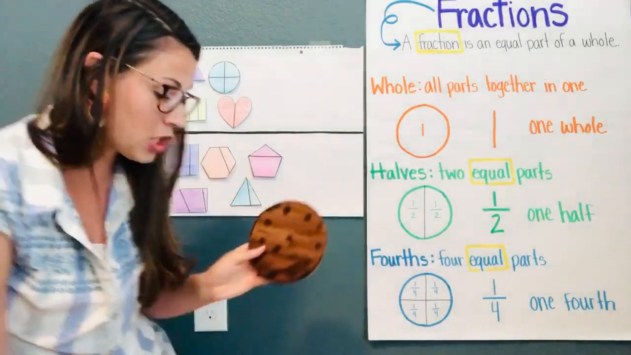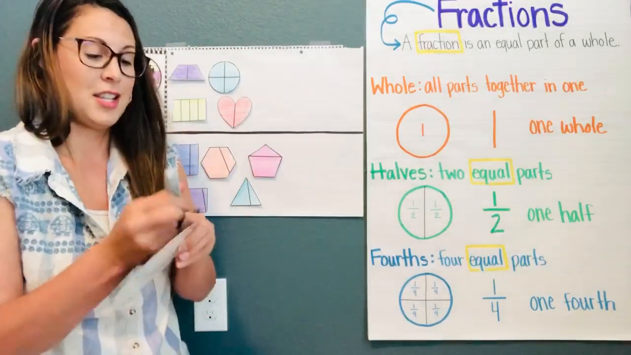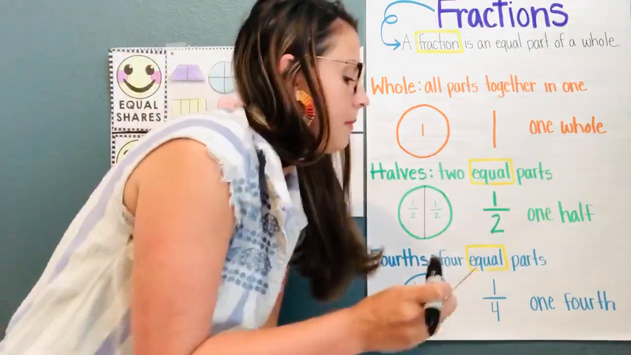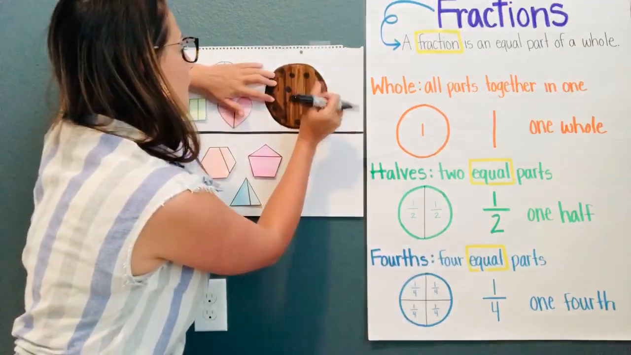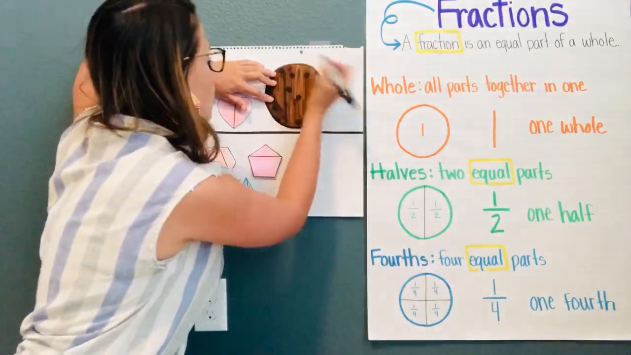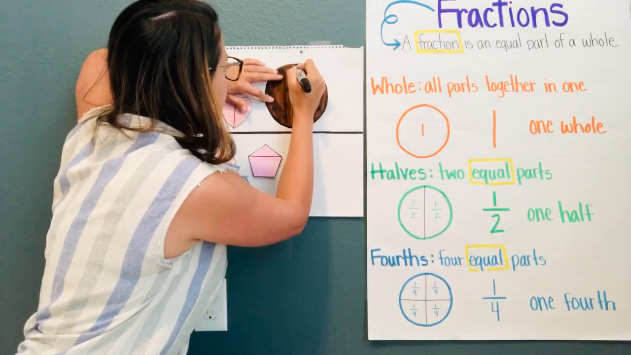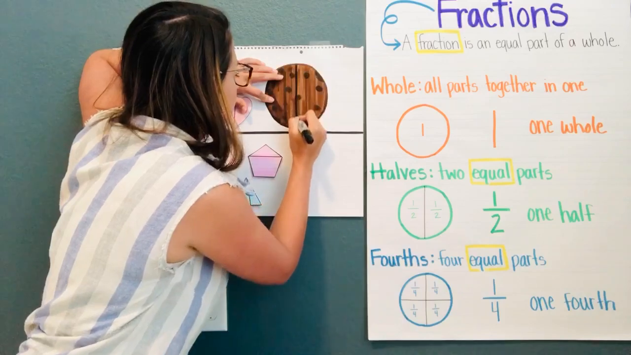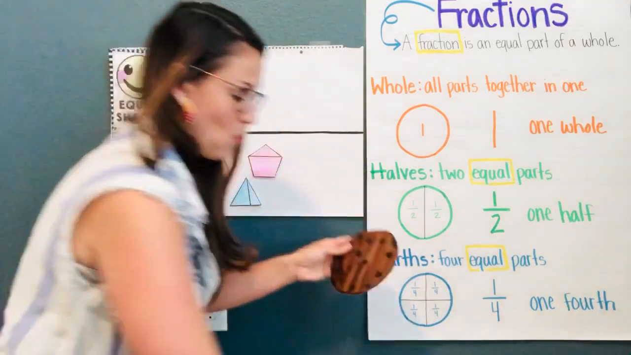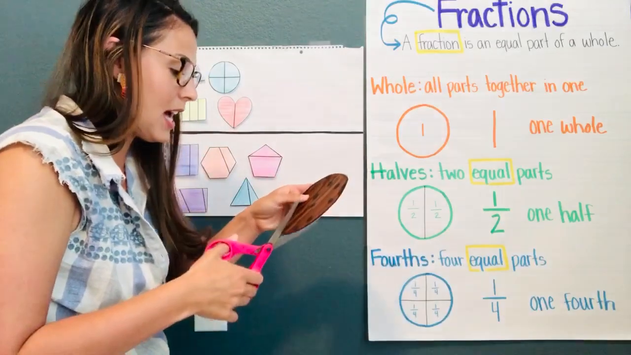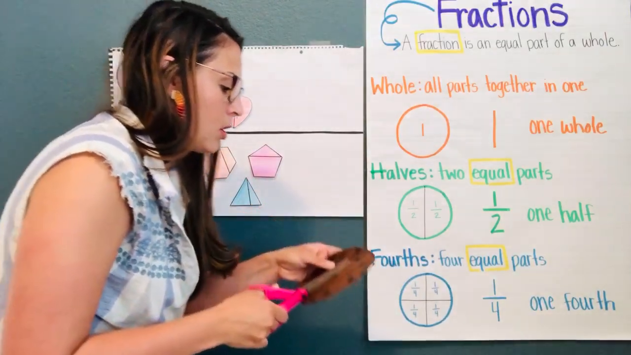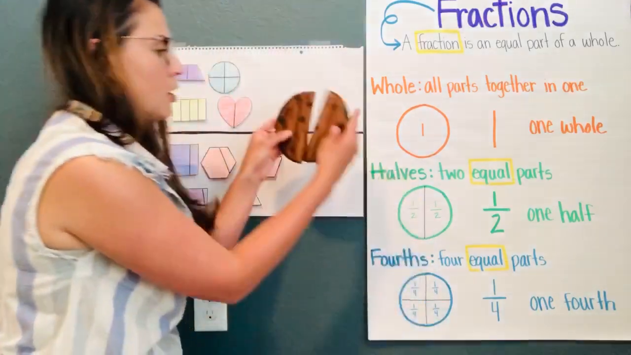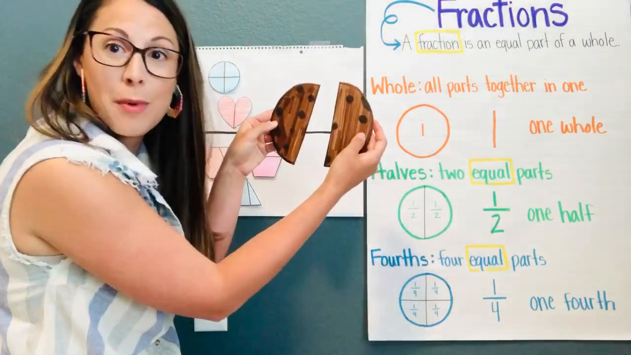So I'm going to partition my cookie. So I have 2 shares that are equal. So I'm going to partition my cookie to make halves. So as best as I can, right down the middle. If I even wanted to, I could cut it to make 2 fair shares. So now I can share with a friend.